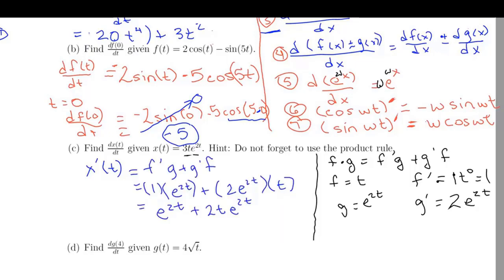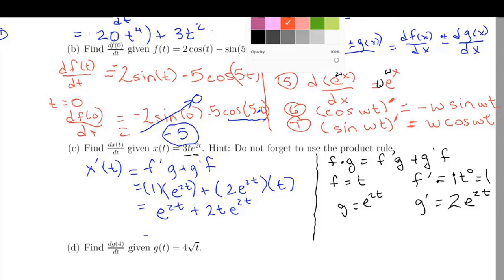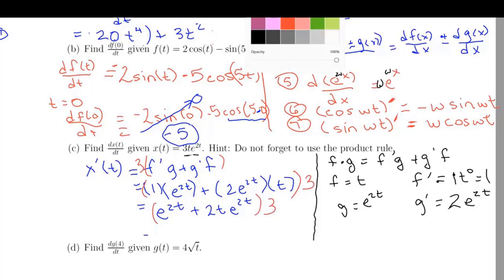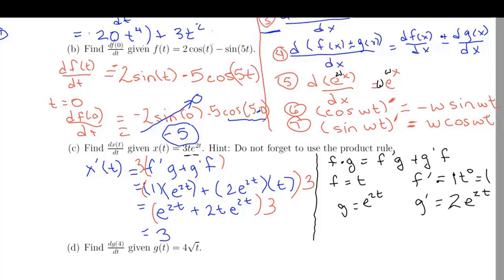Now, I could leave it like that. There's nothing wrong with that. That's a correct answer. I forgot the 3. And then that whole thing is times 3. And then I have this equals 3. And I have a factor in common, e to the 2t. I'm going to factor that out, and I end up with 1 plus 2t.